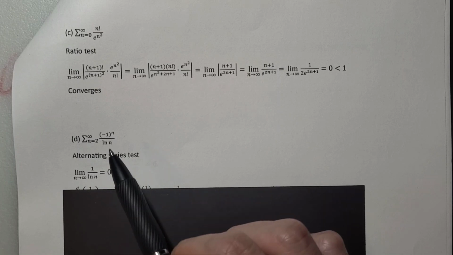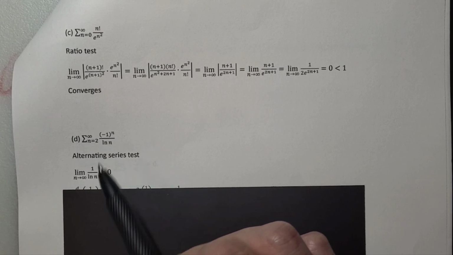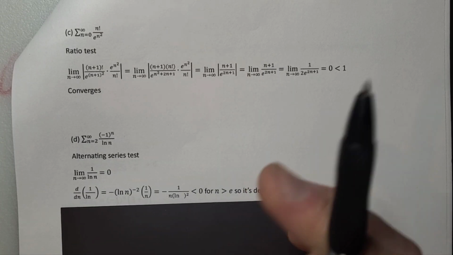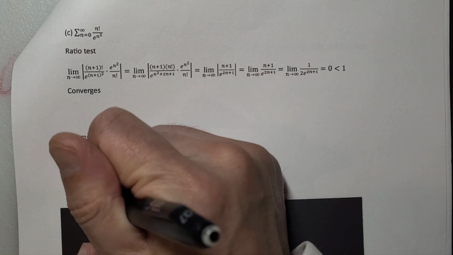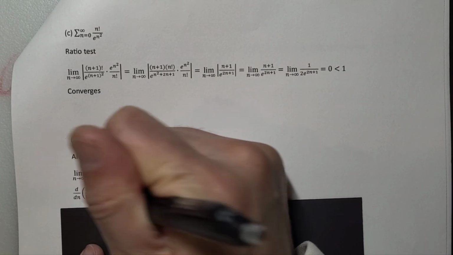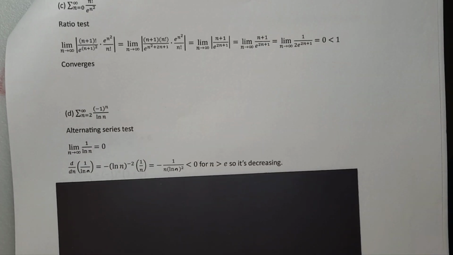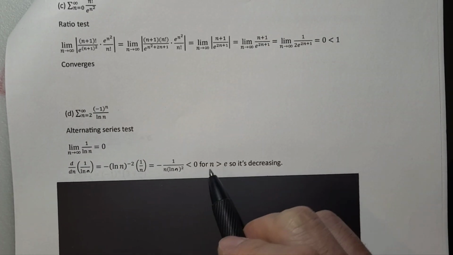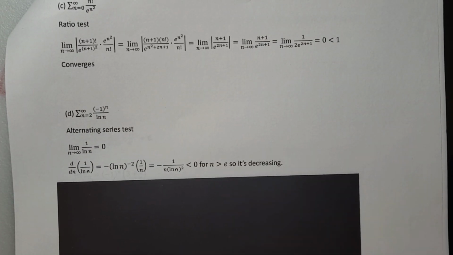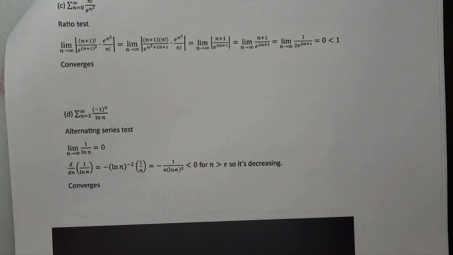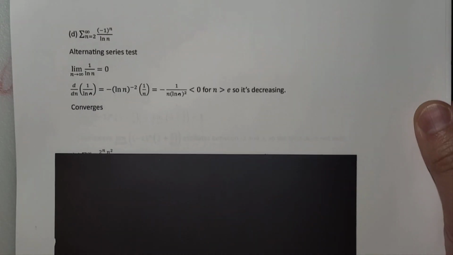Now we have to show that this sequence, 1 over ln n, is decreasing. How to do that? Derivative. I don't know why things are missing here. It should be ln of n, and this should be n over here. So again, it's negative from some point and onward all the way to infinity. So it converges by the alternating series test.